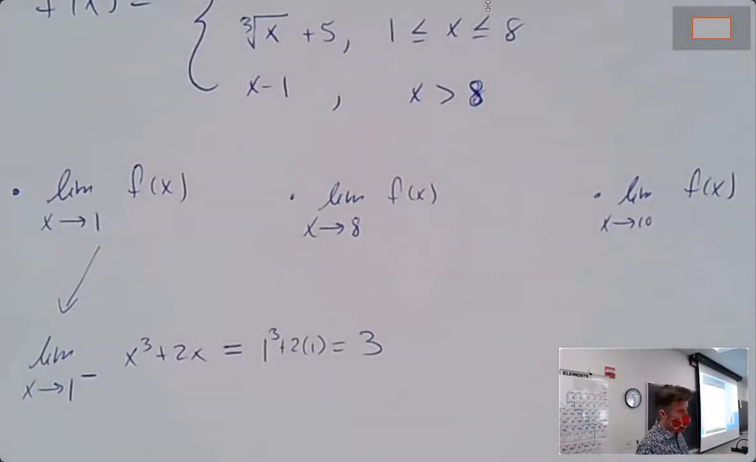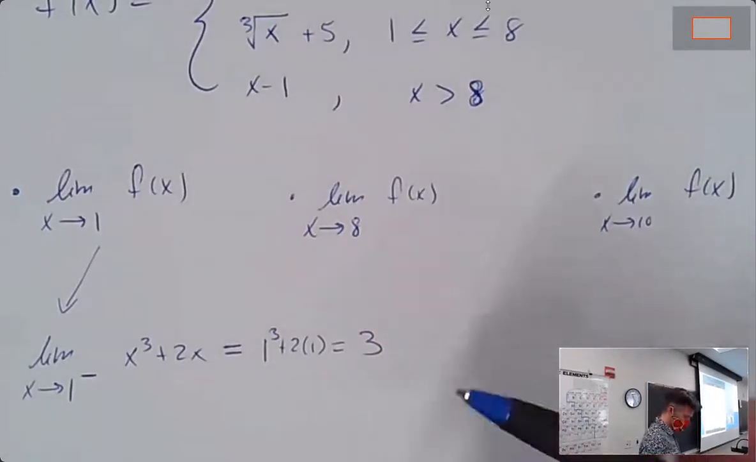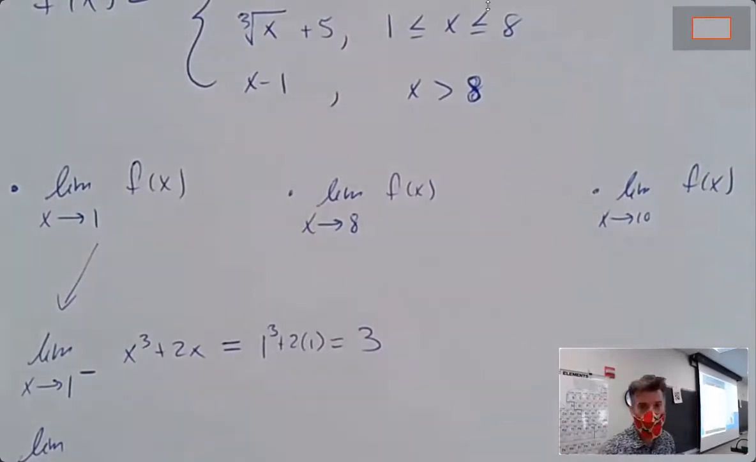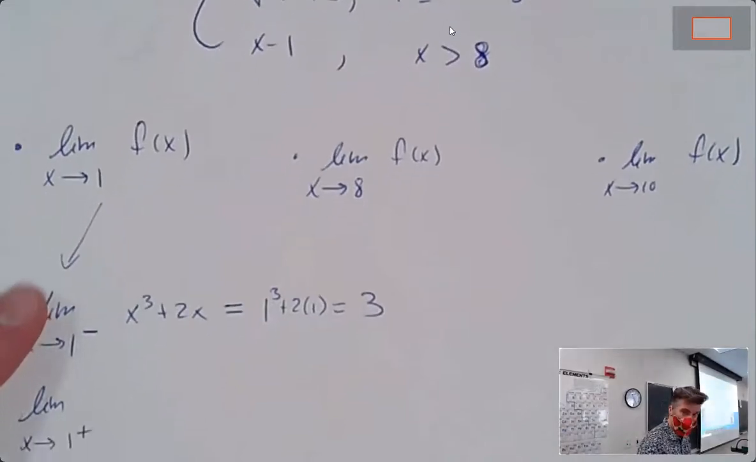So what I'm trying to say in a lot of words is that you can just substitute in the value of 1. Similarly, if I want to find the limit as x approaches 1 from the right, I'm going to pick the piece of the function when x is bigger than 1.